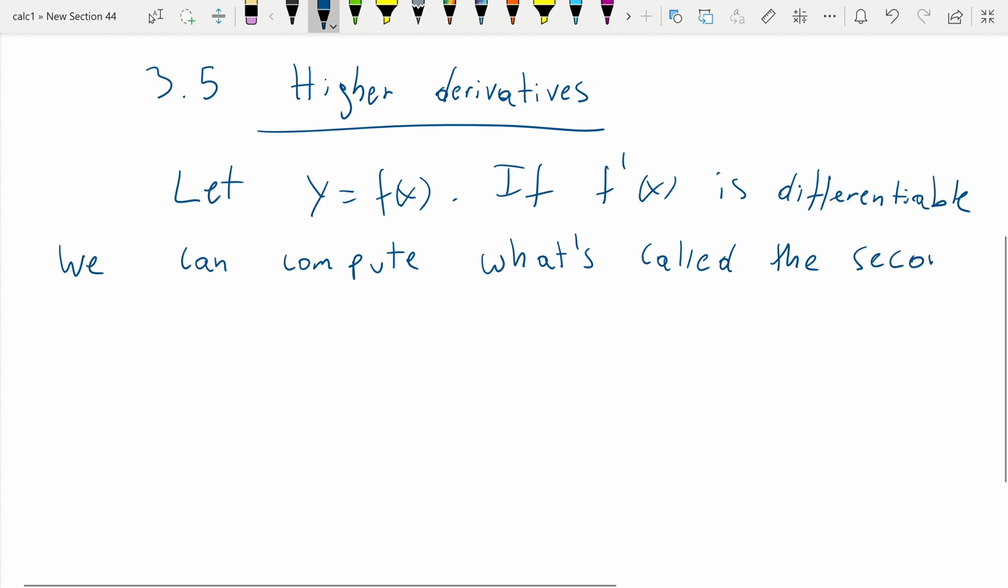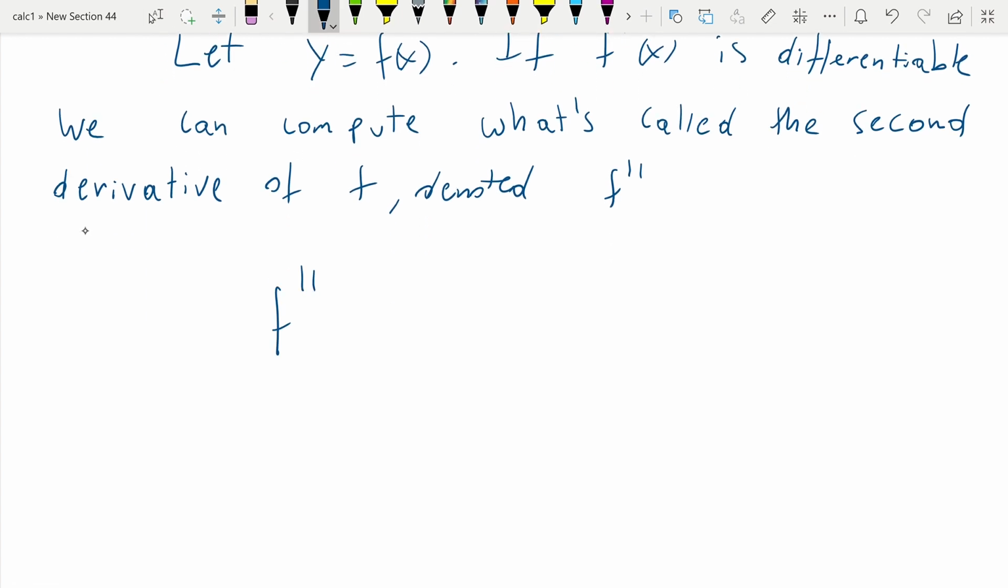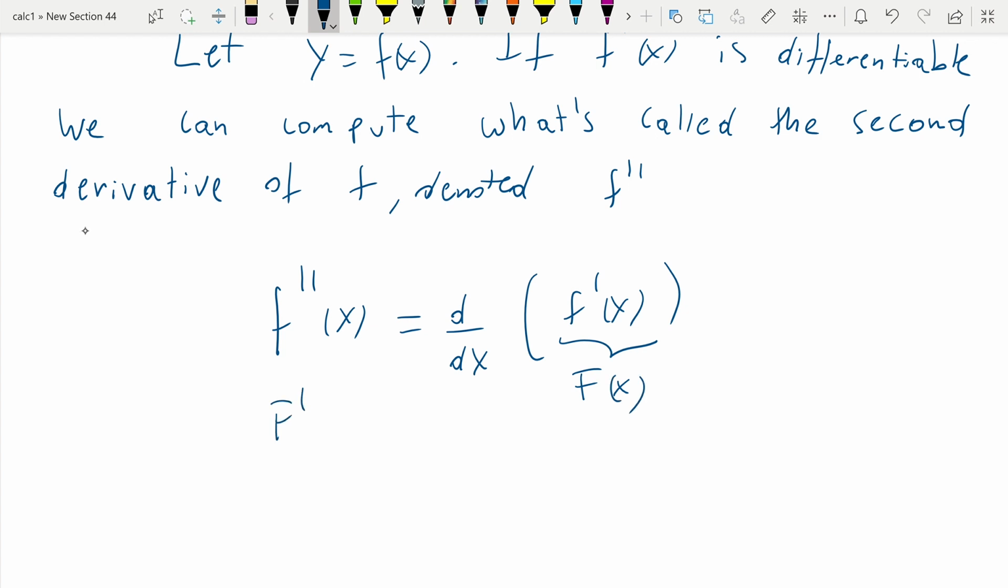The second derivative of f, denoted f double prime. How we compute f double prime is just the derivative of f prime, as we said. This f prime is a new capital F, if you will, and this is f prime of x. So it's just the derivative of this function f prime that is the second derivative.